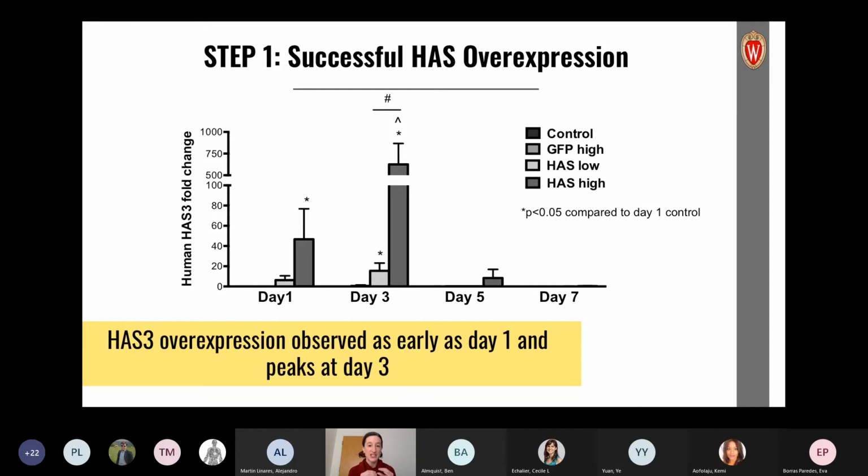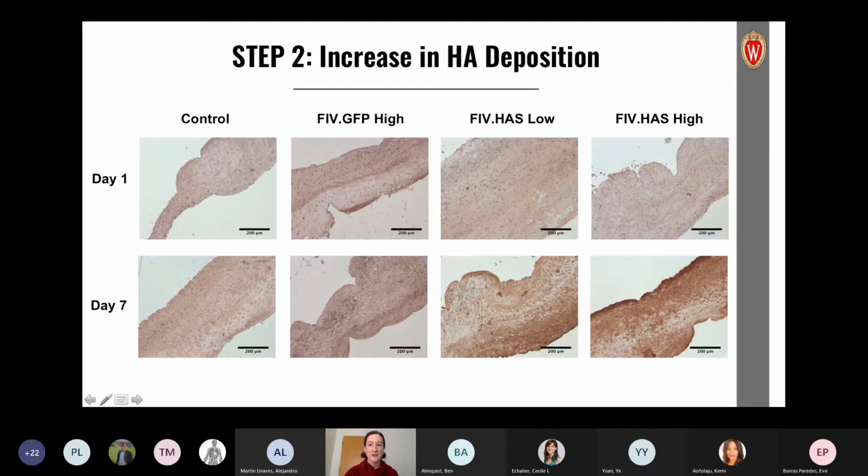This is a tissue that we had dissected out and we're keeping in just a regular cell culture plate. And so yes, we get overexpression of our HA synthase gene. In fact, quite a bit of overexpression. It peaks around day 3. So far so good. So now let's see step 2.